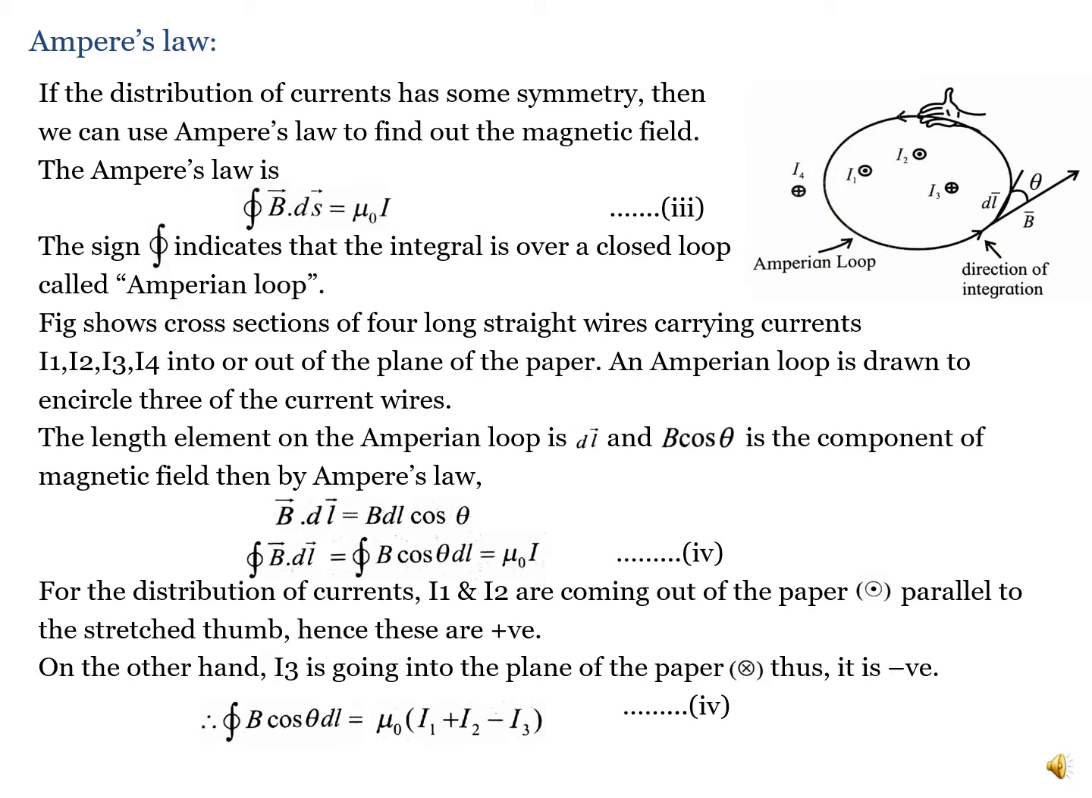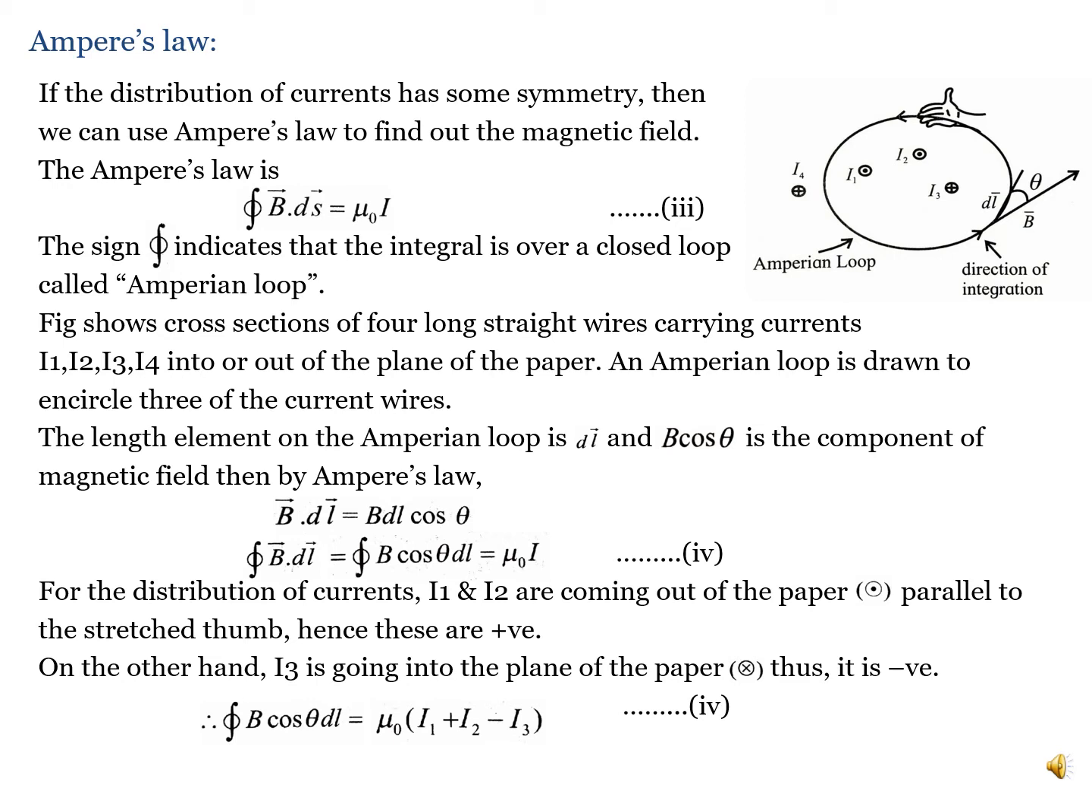Our next article is Ampere's law. We know that if a distribution of charges is given, one can obtain the electric field. Similarly, the magnetic field produced by a distribution of currents can be obtained. If the distribution of currents has some symmetry, then we can use Ampere's law to find out the magnetic field. That means Ampere's law is used to find the magnetic fields for closed loops.